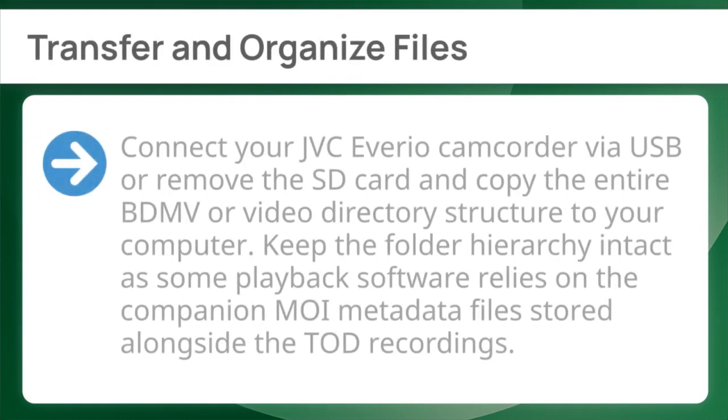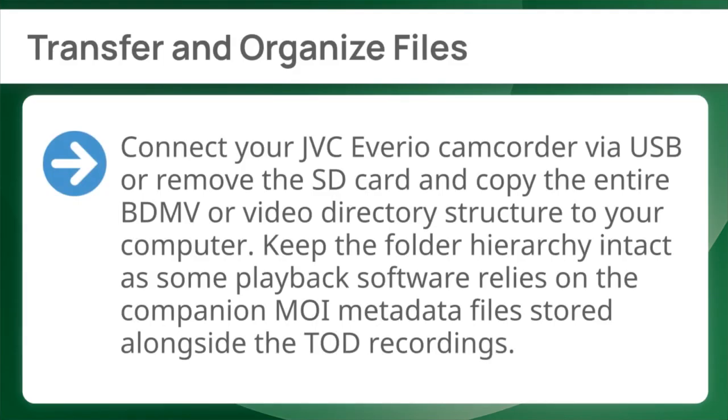Finally, transfer and organize files. Connect your JVC Everio camcorder via USB or remove the SD card and copy the entire BDMV or video directory structure to your computer. Keep the folder hierarchy intact as some playback software relies on the companion MOI metadata files stored alongside the TOD recordings.